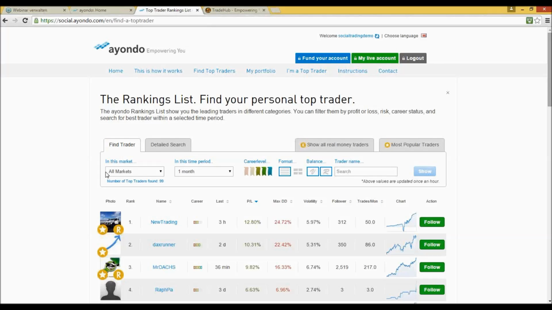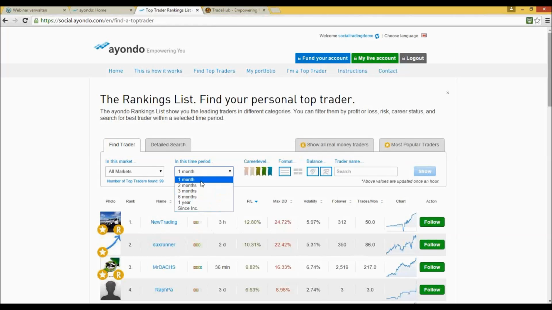I'll run you briefly through each of these options here and what they all mean in terms of what career level is and what the balances represent. Pretty much take you through every single detail here now. So at the moment we can see a trader called New Trading is at the top of the table. Now this is based on a time period of 1 month, which we can see here. We can in fact change that and select the time frame of our choice.